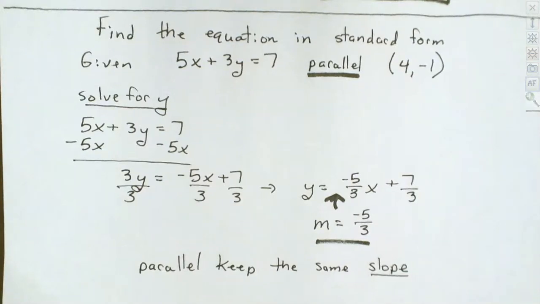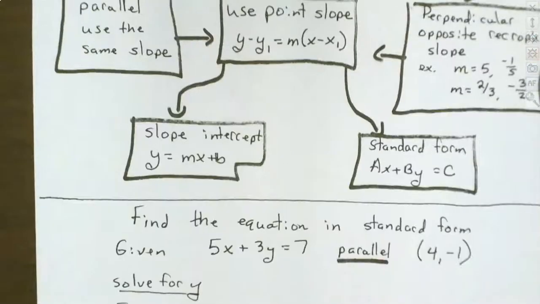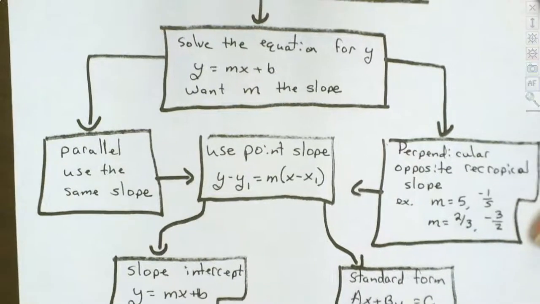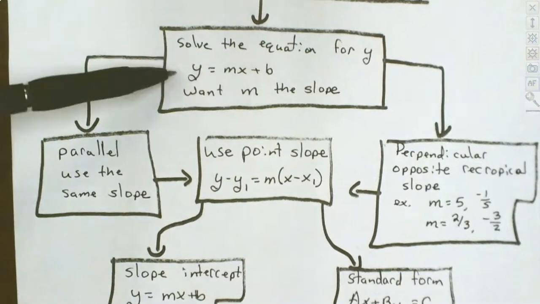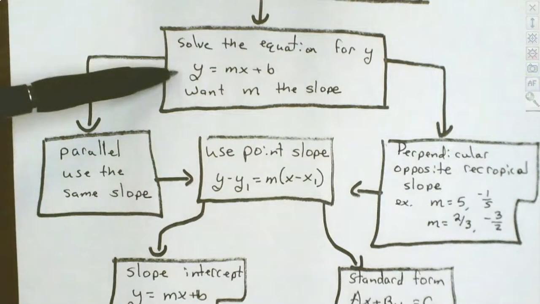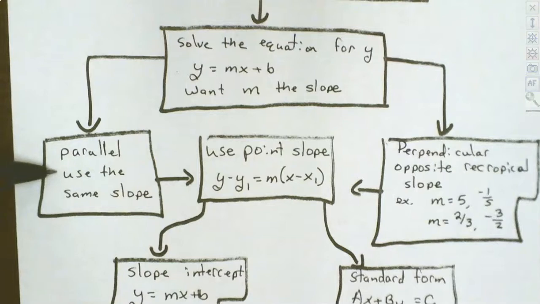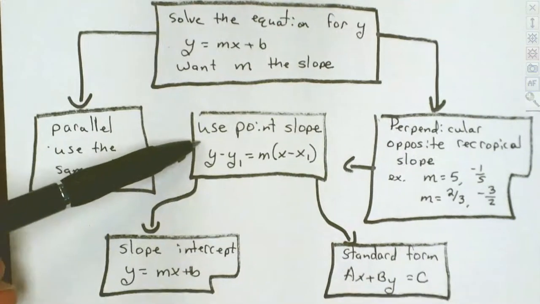Now we move on, and what's it say to do? Okay, let's see where we're at. So we were right here. We took our equation and we solved it for y. And then we got that slope and we said it was parallel. So we used that same slope. And where does it lead to? It leads to point slope.